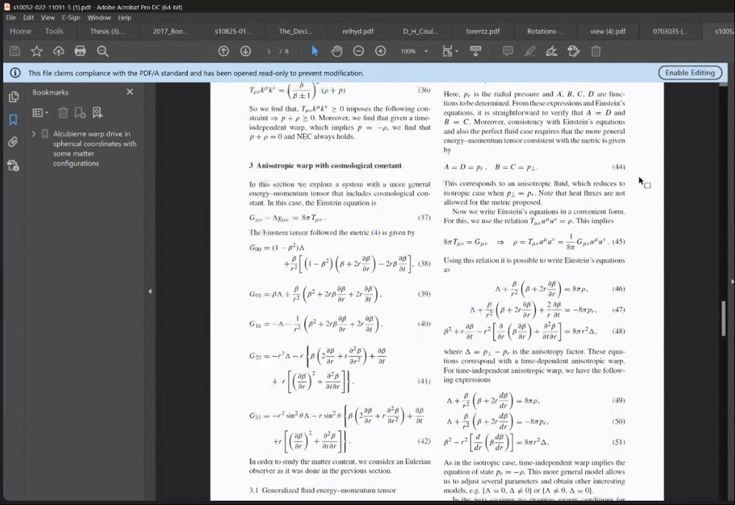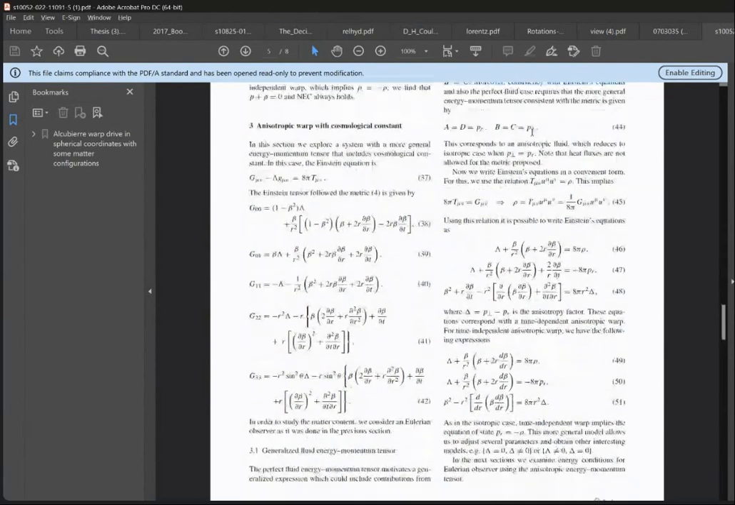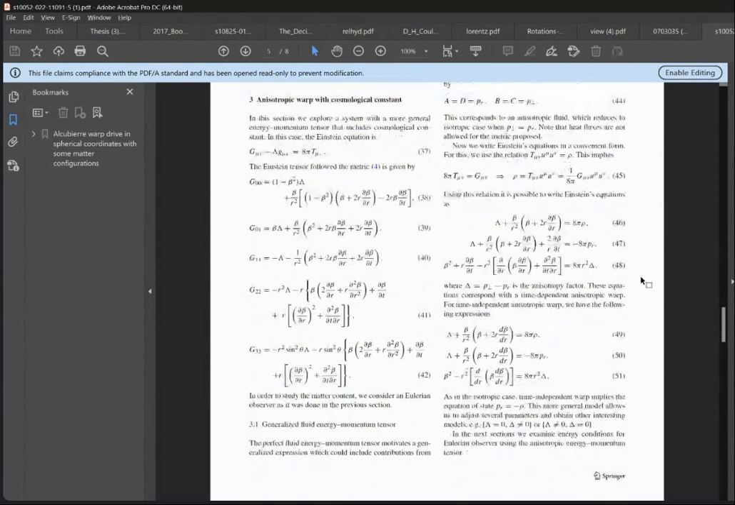Given that, we see that we have these different pressures, which means that we have an anisotropic system. We go on again and put together the energy momentum tensors and find the field equations, which is again this one. And we found these equations here, these three ones here.